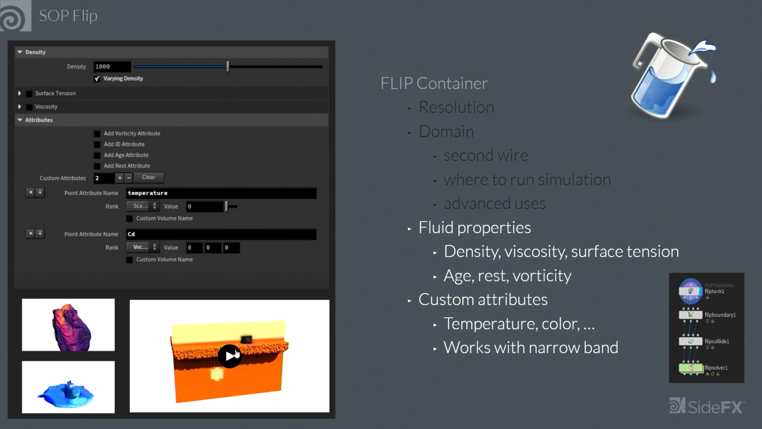Now, you need to keep in mind that if you want to use custom attributes, you need to set them on the flip container. But the nice thing is that by default, it works flawlessly with narrowband. So you don't have to worry about how to source these attributes inside of the volume and how to source them for the particles. It gets done automatically. Here in the simulation, I have two sources creating different density fluid, and you can see it behaves as you would expect.